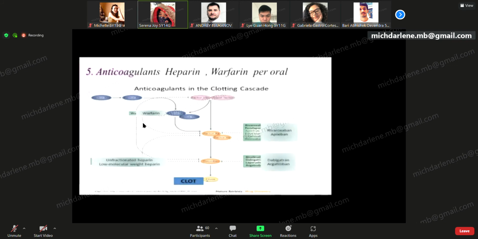You see the examples of the direct anticoagulants: dabigatran, argatroban. And now we have indirect anticoagulants, which don't need laboratory control. It's rivaroxaban, apixaban, which inhibit activated factor 10.